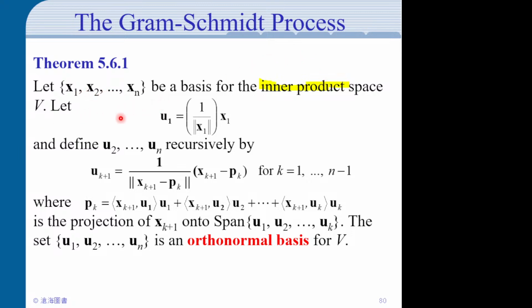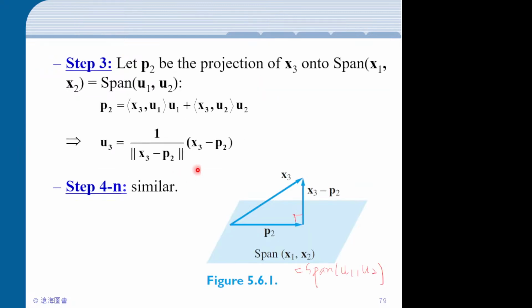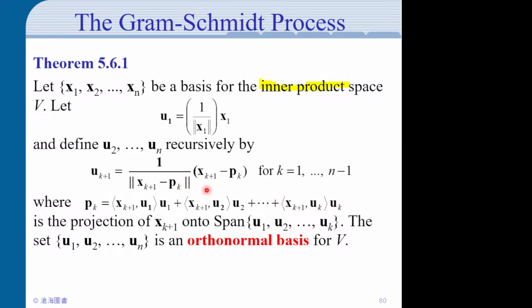So you can find the orthonormal basis from here by defining, first, u1 as just x1 normalized, and then u2 to un you find recursively. So you add in those x2 to xn one by one. If you already found u1 to uk, then uk plus 1 is normalized. The orthogonal part is obtained by getting rid of the projection onto the previous parts you already found, and then you normalize it.